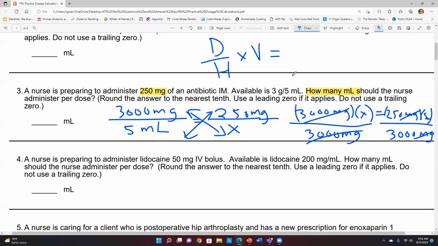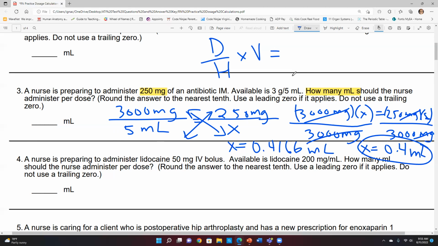And so we have 250 multiplied by 5, divided by 3,000. That is going to equal 0.41666, right, mLs. And it tells us to round to the nearest tenth. So we will do that and we will get 0.4 ml.